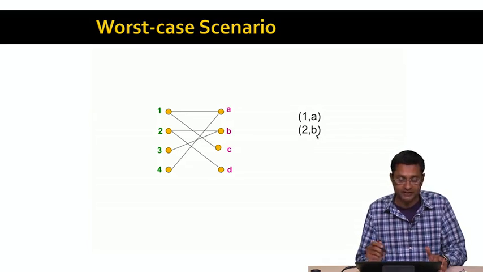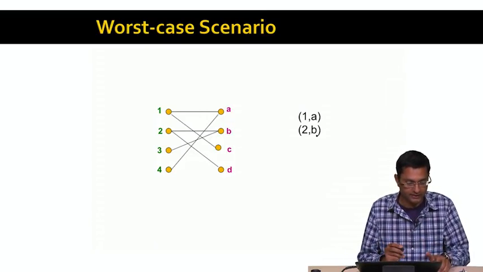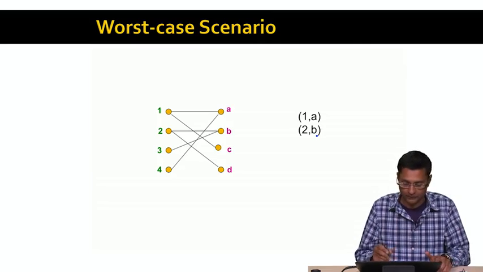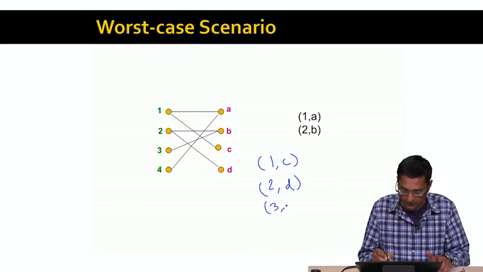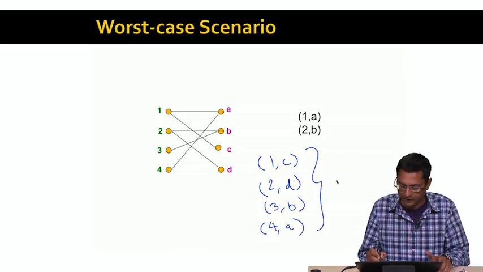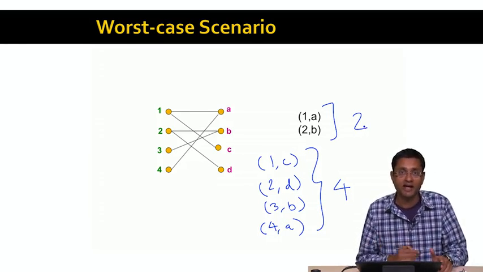But if you observe carefully, there is in fact a maximum matching of cardinality 4 in this set. So for example, the optimal matching in this set would be 1C, 2D, 3B, and 4A. Now that is a matching of cardinality 4, whereas the greedy just produced a matching of cardinality 2. So in this case, the greedy has done half as well as optimal.